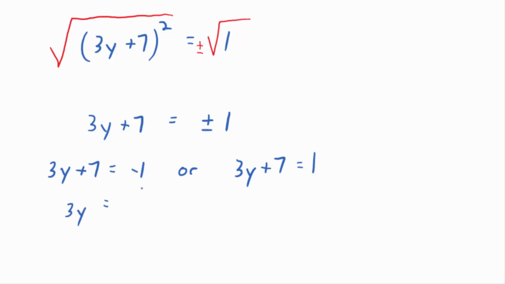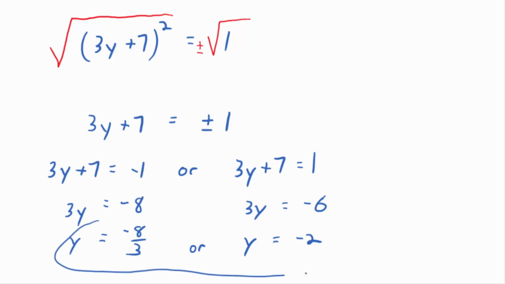If you subtract 7 from the right side? Negative 1 minus 7. Negative 8. So what does y equal? Divide both sides by 3. You get negative 8/3. Okay, the other equation, you subtract 7 from both sides again, but this time it's 1 minus 7 on the right side. So what does that get you? Negative 6. Divide both sides by 3 again, but what does that get you this time? Negative 2.